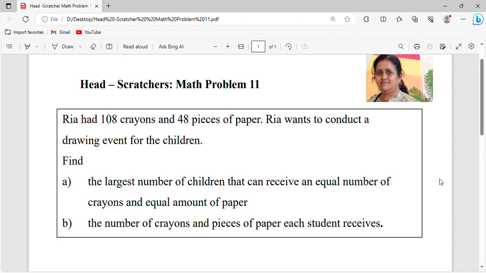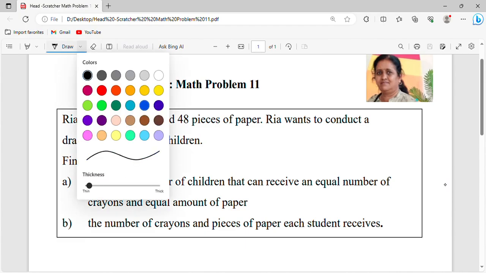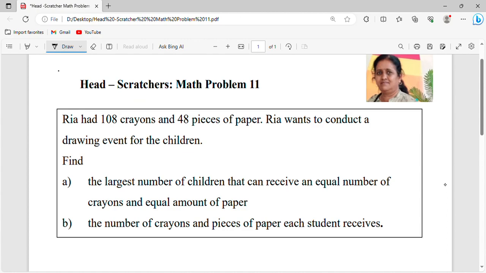Ria had 108 crayons and 48 pieces of paper. Ria wants to conduct a drawing event for the children. Find the largest number of children that can receive an equal number of crayons and equal amount of paper, and the number of crayons and pieces of paper each student receives. So here this is the key word. Largest number means this is a question under HCF. So basically you have to divide this equally among children and find the maximum number of children.